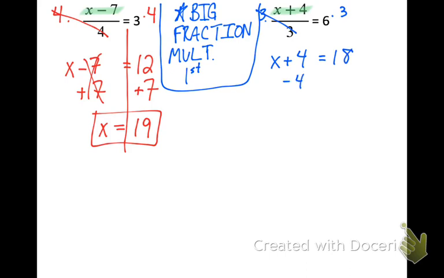And then I can subtract the 4 to the other side. So x is equal to 14. Again, all of those I could plug back in to make sure that it works.